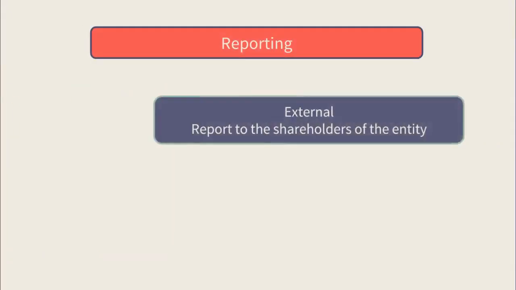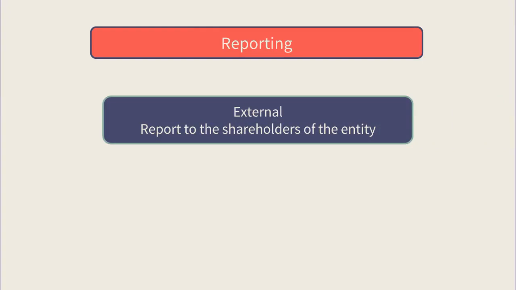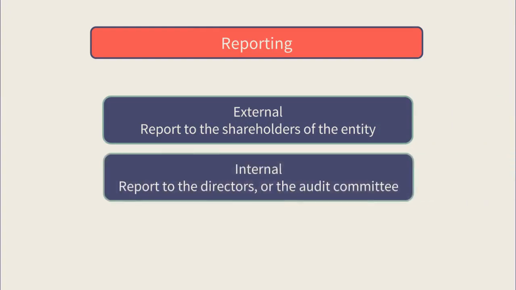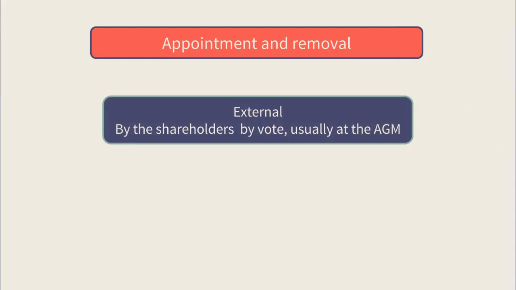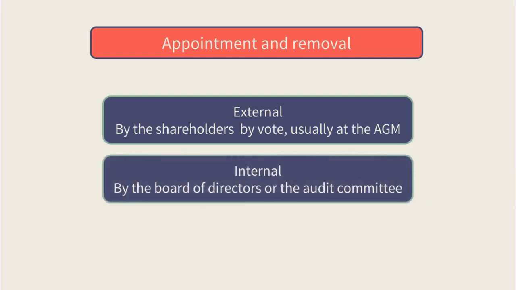External auditors report to the shareholders of the entity. Internal auditors report to the directors or the Audit Committee if available. External auditors are appointed and removed by the shareholders. This is done by vote, usually at the AGM. Internal auditors are appointed and removed by the Board of Directors or the Audit Committee if available.